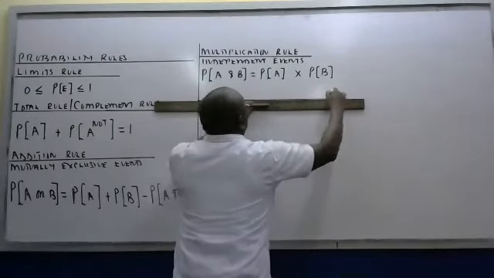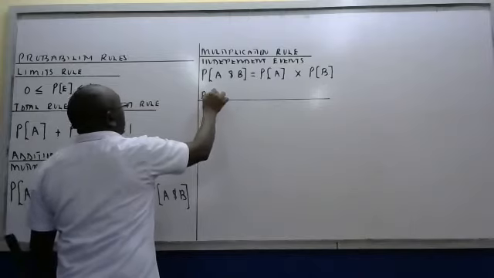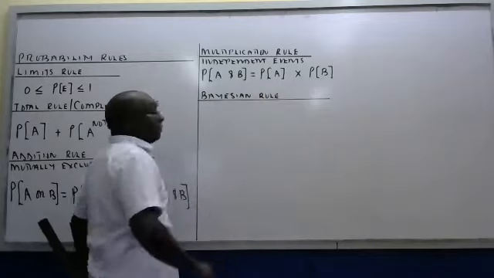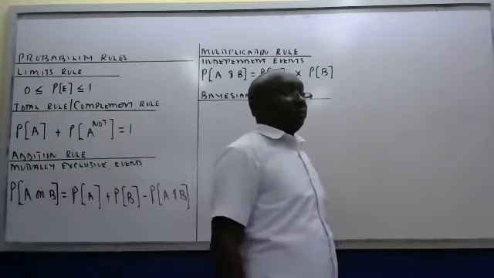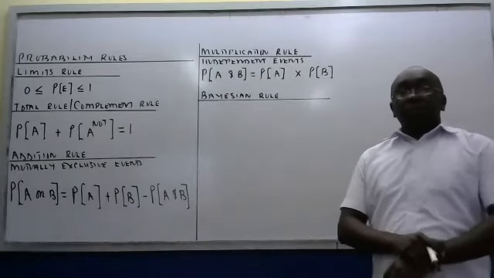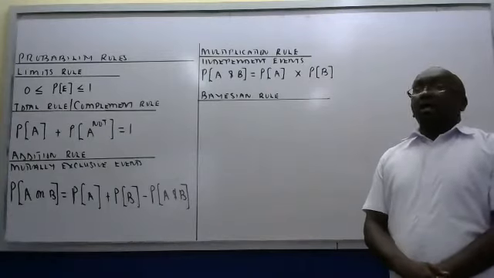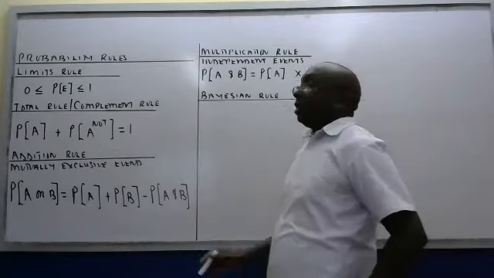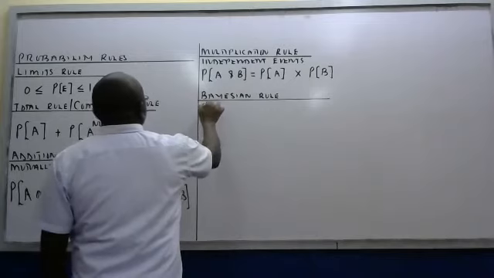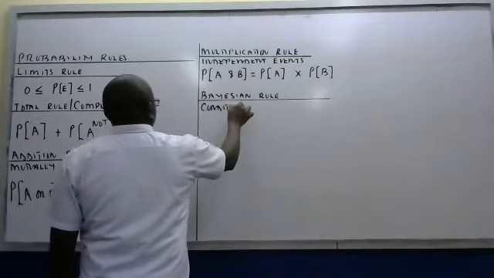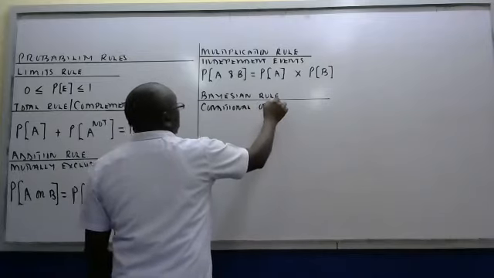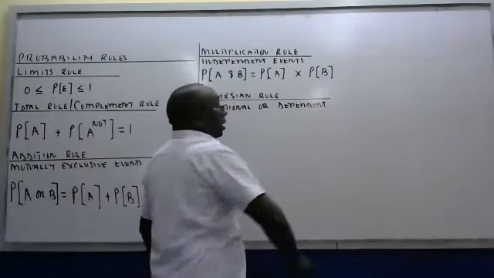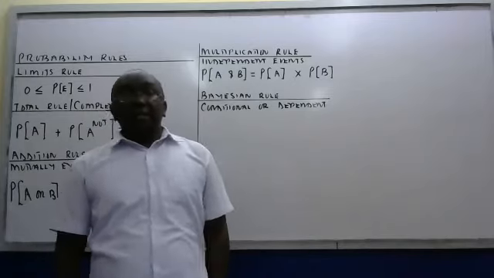Next, it is called the Bayesian rule. And we write that this is used to analyze conditional or dependent events.